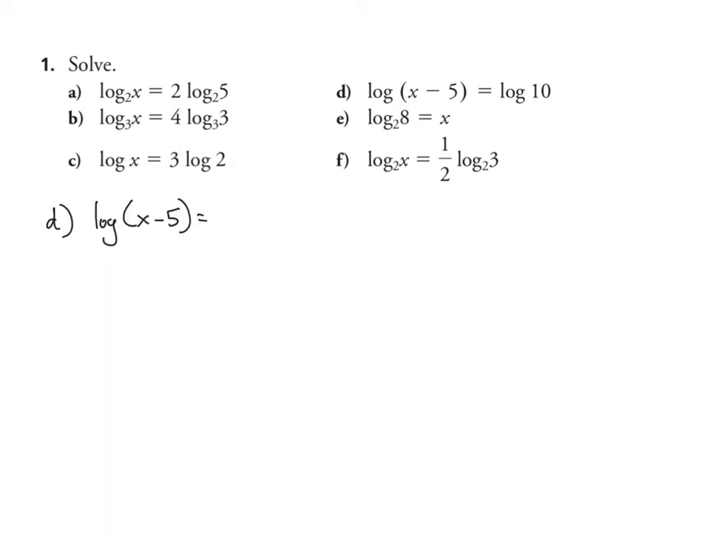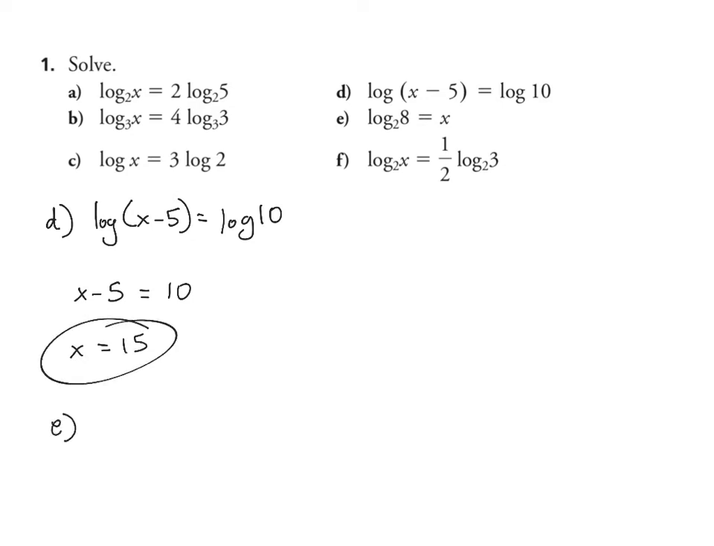Part D, log of x minus 5 equals log of 10. Therefore, x minus 5 must equal 10. So add 5 to both sides and you get x equals 15. Part E, log base 2 of 8 is equal to x. Well, that's easy. You just put this in your calculator. Now, I don't have a calculator, but that's okay because I already know that 2 to the power of 3 equals 8. So this is just going to equal 3.